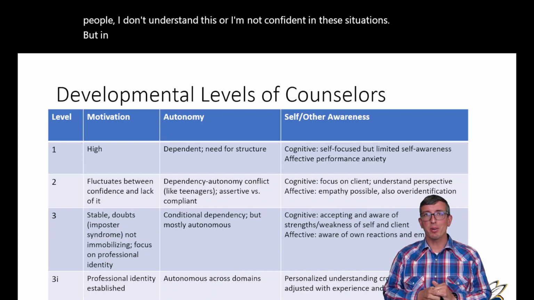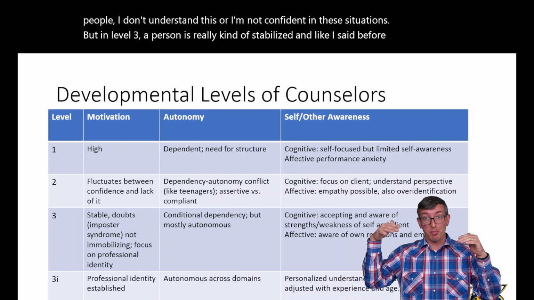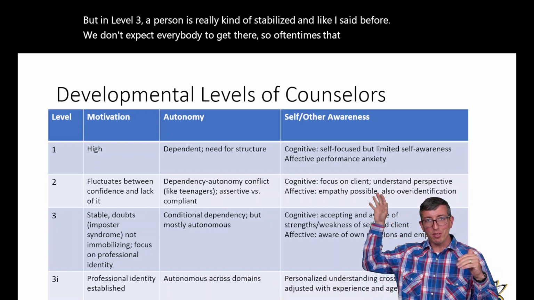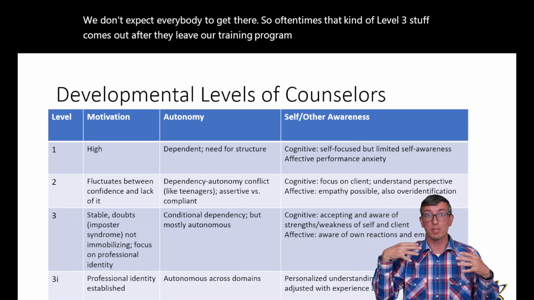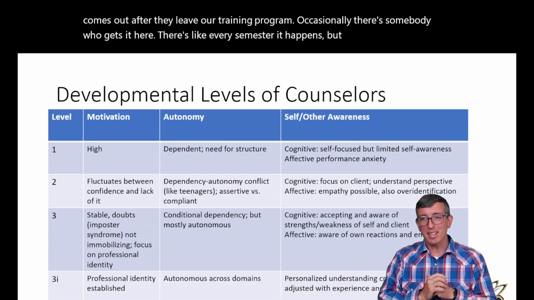But in level 3, a person is really kind of stabilized. And like I said before, we don't expect everybody to get there. So oftentimes that level 3 stuff comes out after they leave our training program. Occasionally there's somebody who gets it here. It happens every semester, but it's not always.